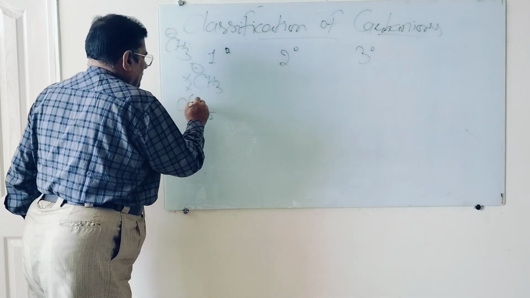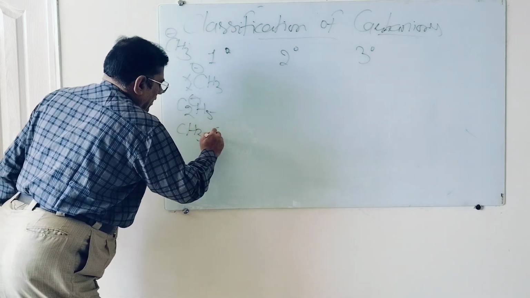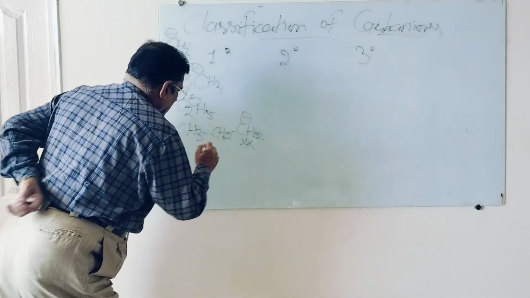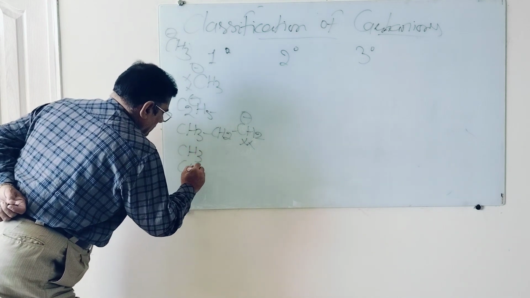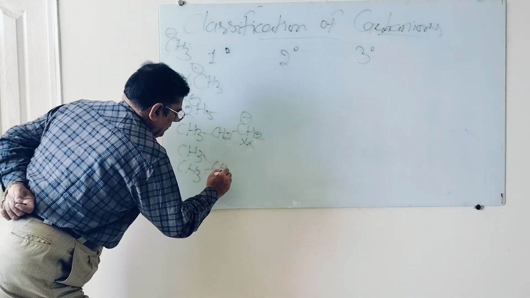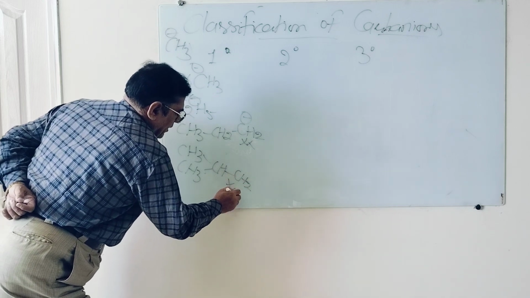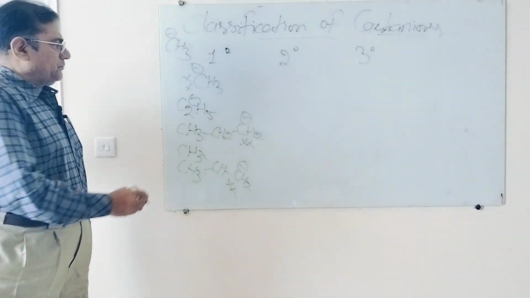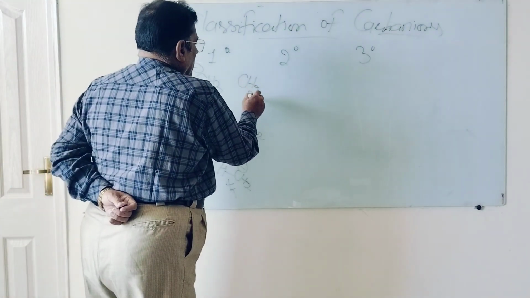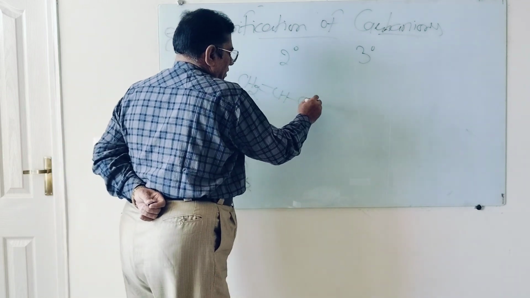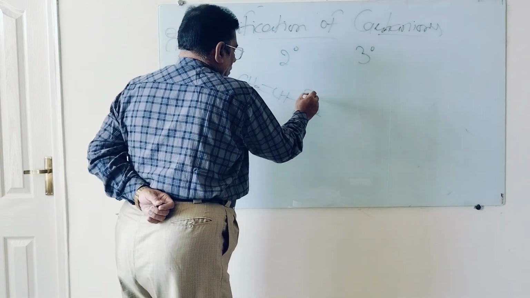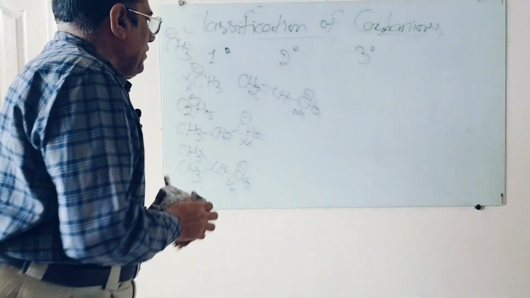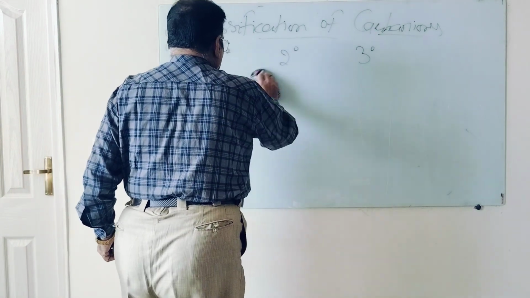This is 1 degree again: ethyl carbanion, normal propyl carbanion, CH3CH2CH2 with one lone pair and negative charge, isobutyl. This is a 1 degree carbanion, undoubtedly, because the negative charge carbon is connected to only one atom. This is allyl carbanion, but again 1 degree because it is attached to only one carbon atom.